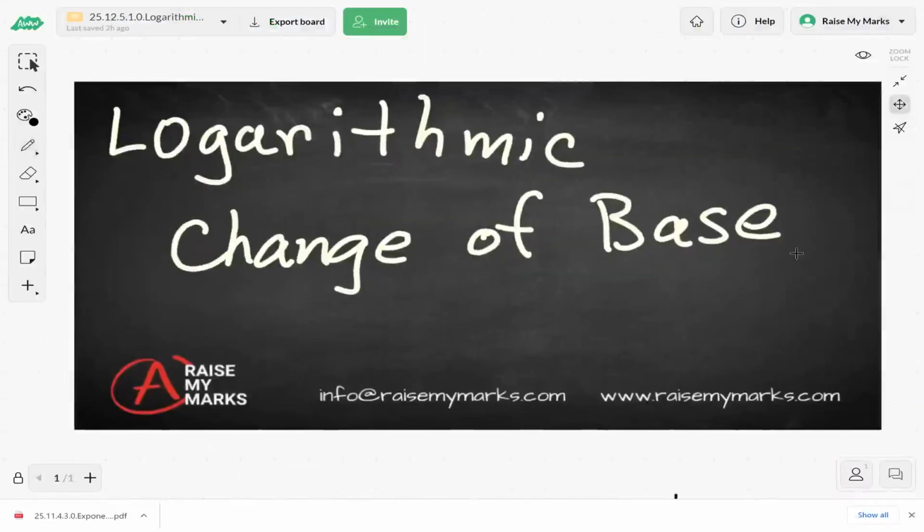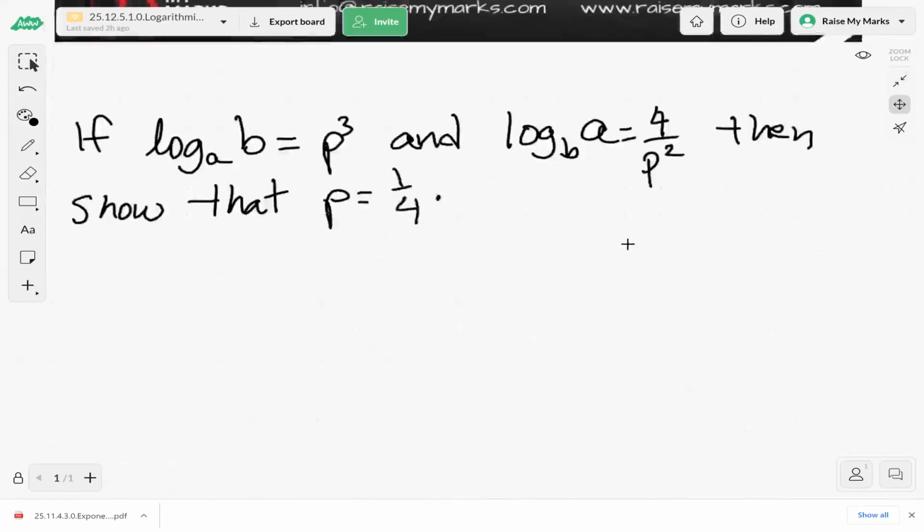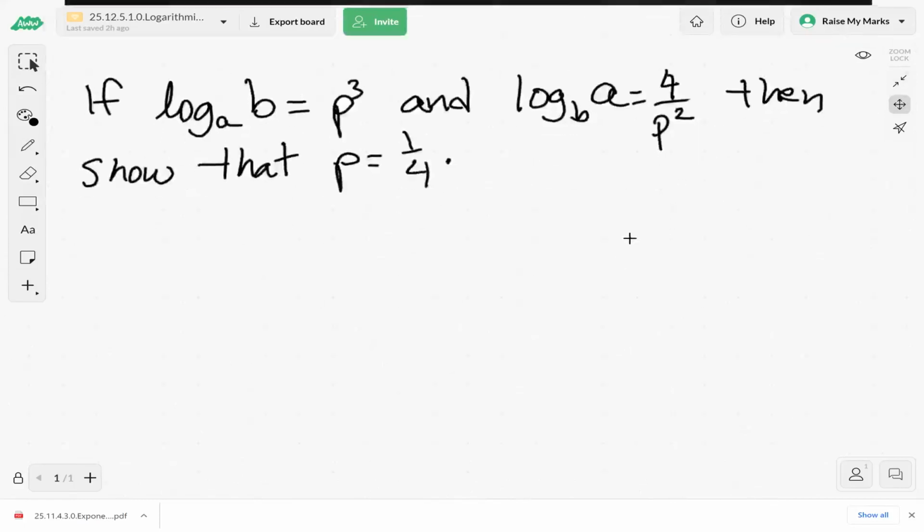Today we're going to look at the change of base formula for the logarithmic function. So let's see what we're being asked. We're asked: if log base a of b equals p cubed and log base b of a equals 4 over p squared, then show that p equals 1 over 4.